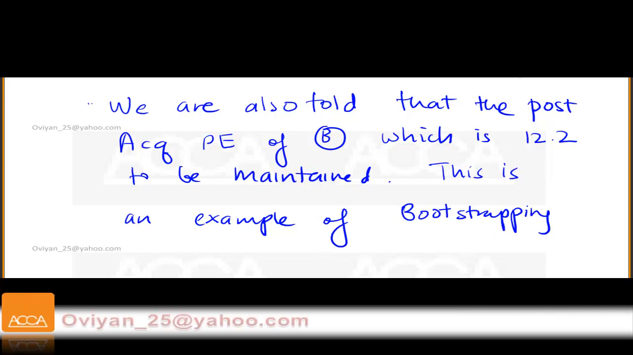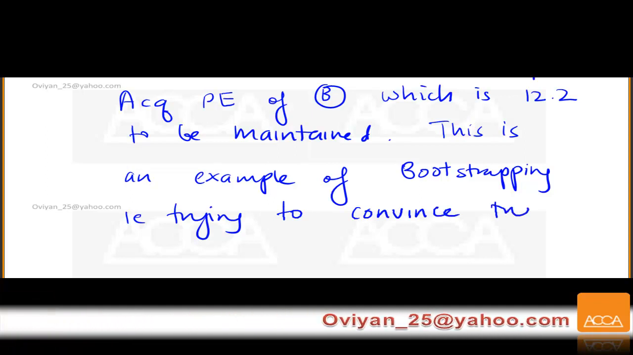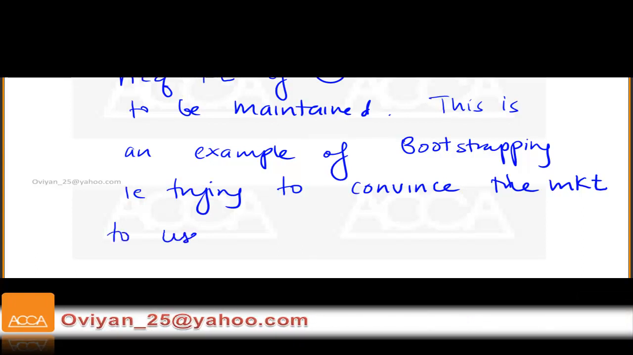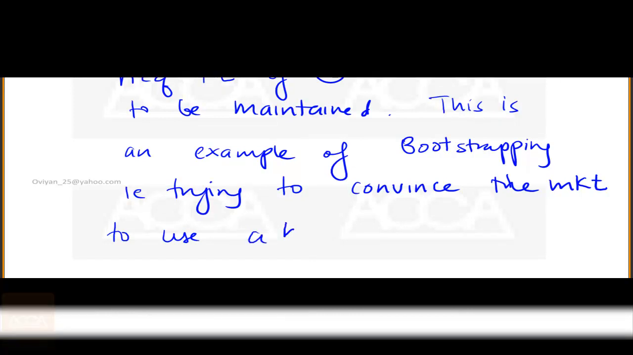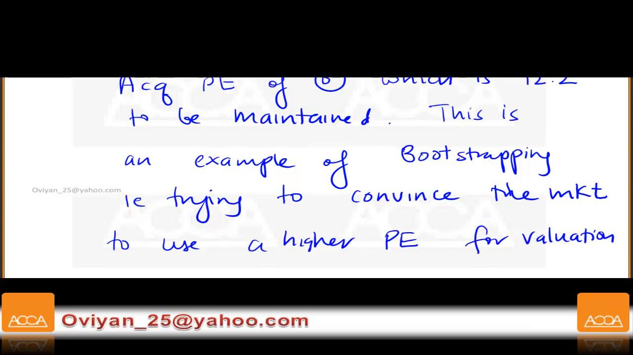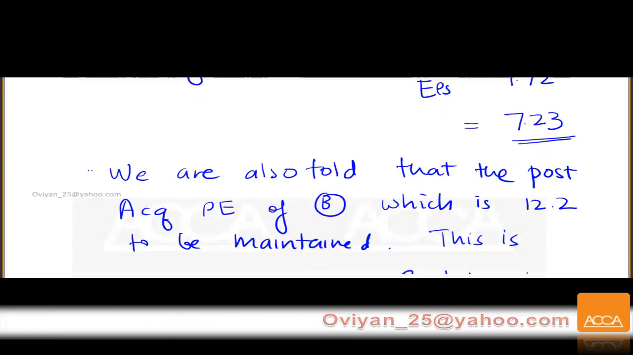This is an example of bootstrapping, i.e., trying to convince the market. Bootstrapping is an example where you use a higher PE and try to convince the market to use a higher PE for valuation. So here I've explained what you mean by bootstrapping. Bootstrapping is trying to convince, to persuade the market to use the valuation at 12.2 PE.